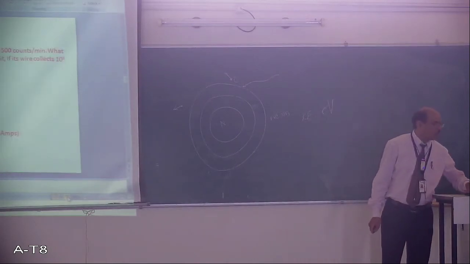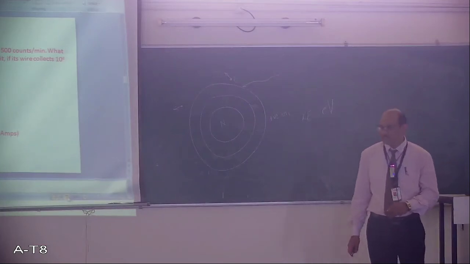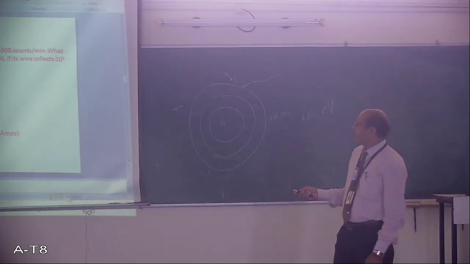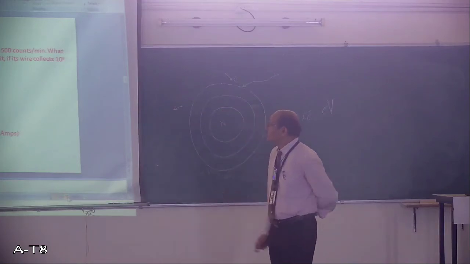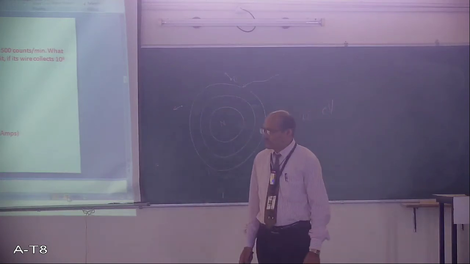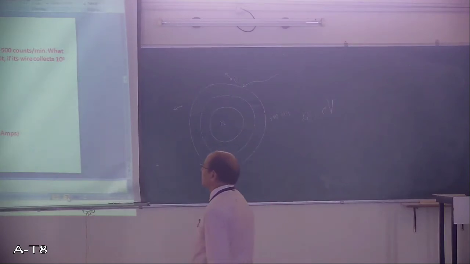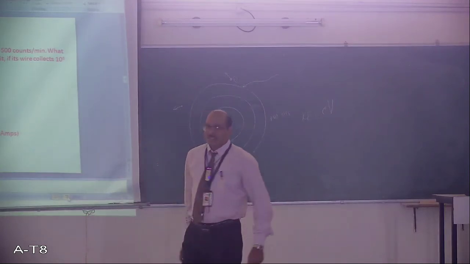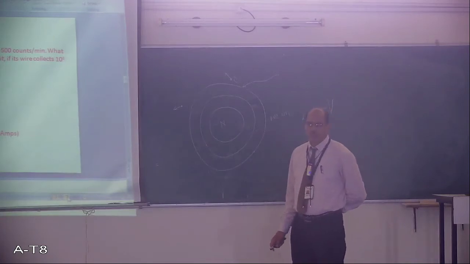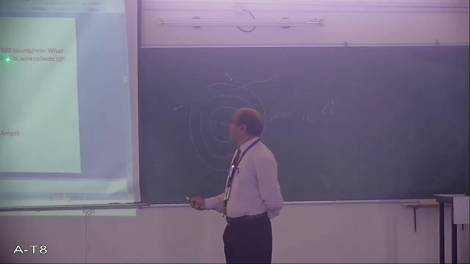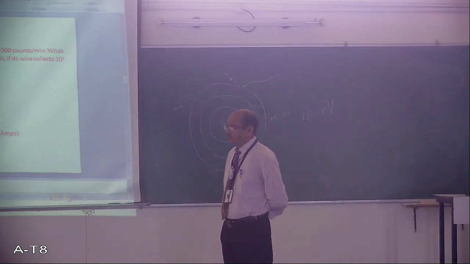Okay. Now let us perform some calculations using the data given here in the numerical. The numerical is that a GM counter has a counting rate of 500 counts per minute.